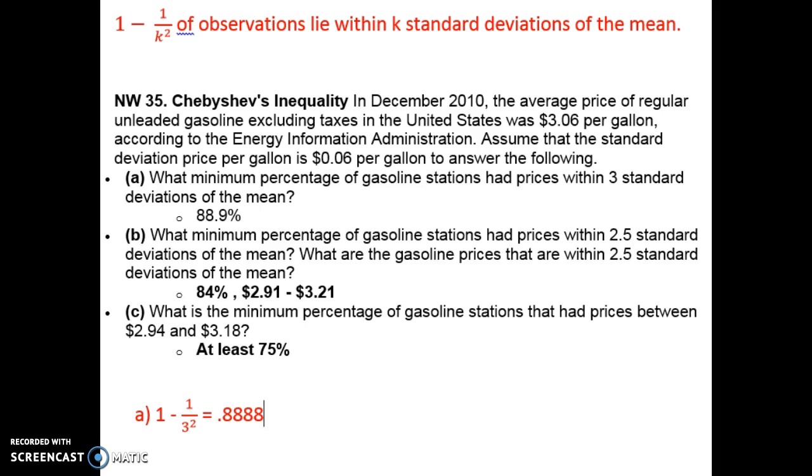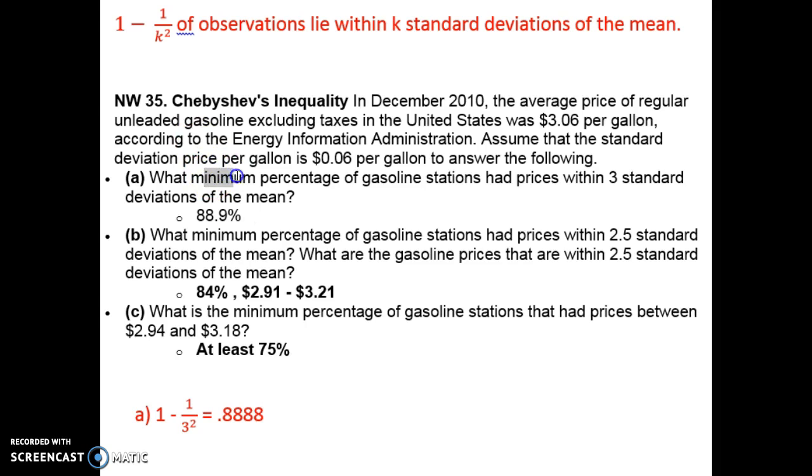So let's come back to look at our problem. A says, what minimum percentage of gasoline stations had prices within 3 standard deviations of the mean? So 3 steps above or 3 steps below. We'll use the inequality 1 minus 1 over 3 squared, and 3 squared is 9. We'll come out to 0.888 going on forever, and you round that, then you'll get 88.9%. So for sure, 88.9% lie within 3 standard deviations.